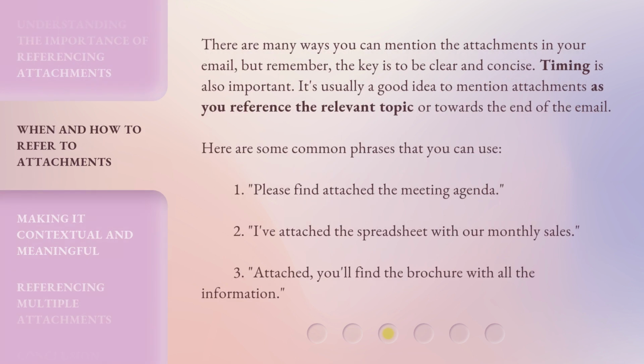There are many ways you can mention the attachments in your email, but remember, the key is to be clear and concise. Timing is also important. It's usually a good idea to mention attachments as you reference the relevant topic or towards the end of the email. Here are some common phrases that you can use. 1. Please find attached the meeting agenda. 2. I've attached the spreadsheet with our monthly sales. 3. Attached. You'll find the brochure with all the information.